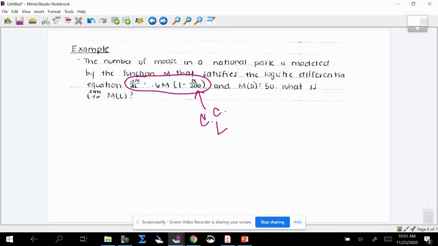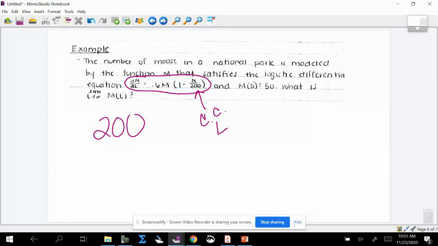Your limit is just 200 because that is your carrying capacity. So being able to look at this equation, recognizing what number here is the carrying capacity, that tells me that my moose population can only go over time to 200.